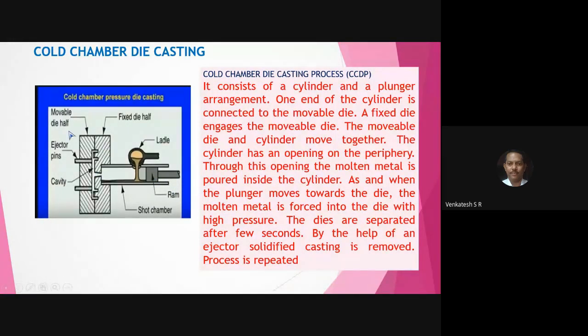And this is the fixed die. This is the movable die, and these two are ejector pins, and this is the die cavity of a small casting, small die. So this is the process. Once the metal is poured in the shot chamber, the ram moves in the forward direction, pressurizes the liquid metal to enter the die cavity and fills the die cavity. As soon as solidification takes place, the ejector pins make the casting eject from the die cavity. This is a very easy process.